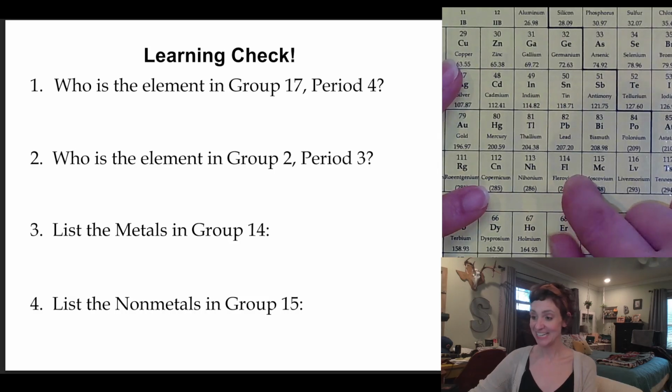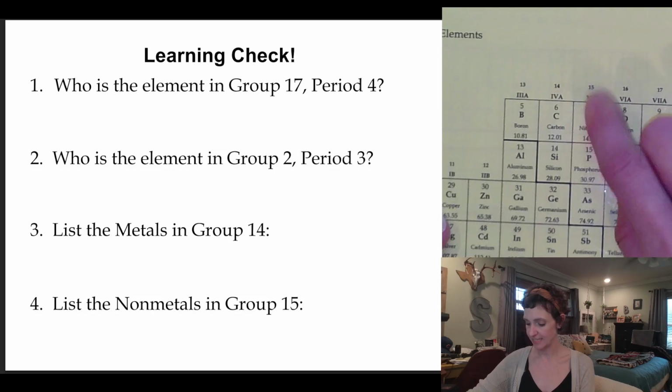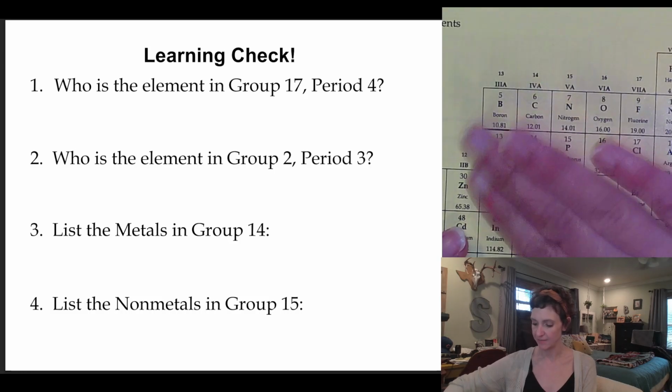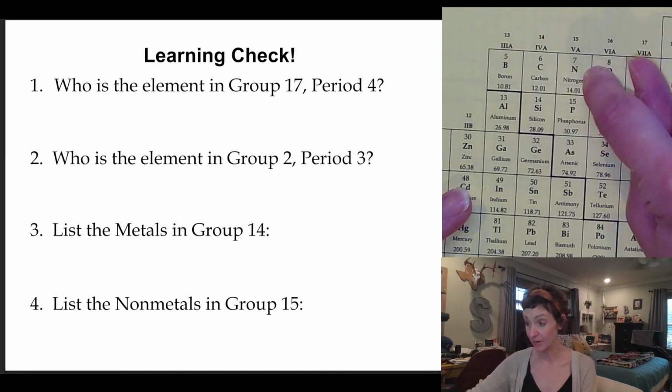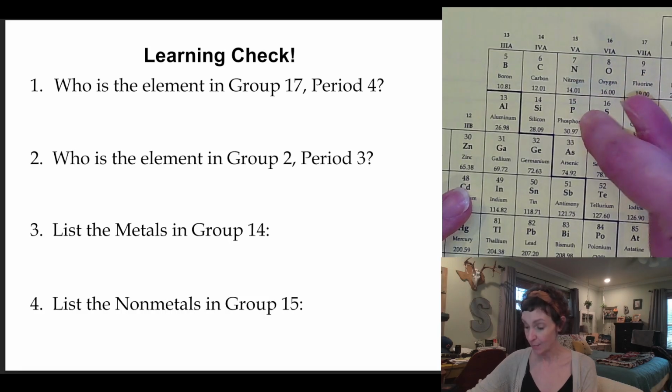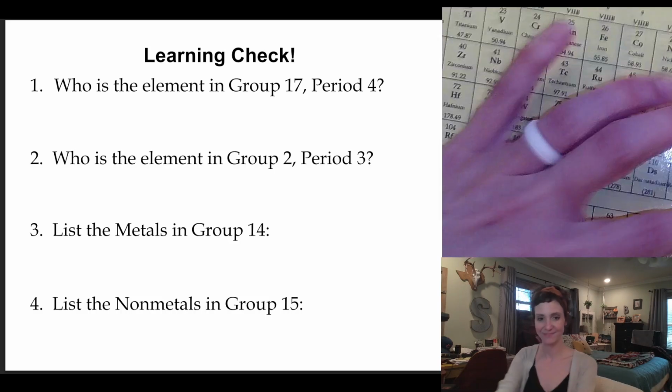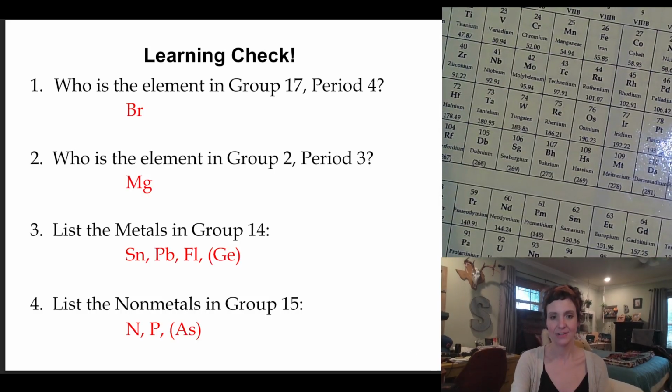And the last question is, list the nonmetals in group 15. So group 15 is the group right next door. And they want me to list the nonmetals. So the ones that are going to be over here to the right of the staircase. So obviously I'm going to pick up nitrogen, right? And I'm going to pick up phosphorus. Arsenic is a metalloid. Okay, so let's see how we did.